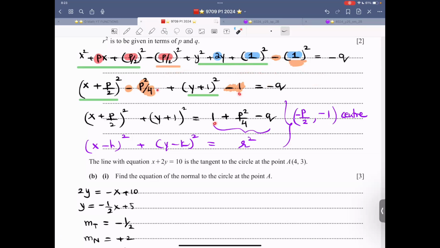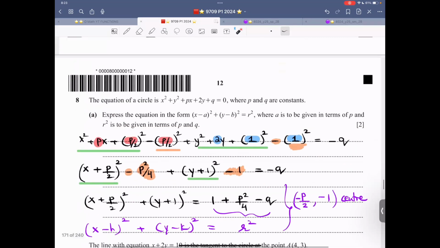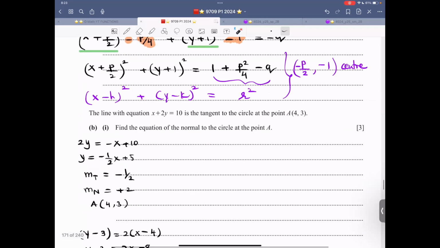-1 becomes plus, P square over 4, which was negative, becomes plus, and like this. This whole thing is R square. Compare this with (X minus H) whole square plus (Y minus K) whole square. The examiner could write in terms of A and B, doesn't make a difference. I have written H and K. These are the X coordinate and the Y coordinate of the center of the circle. So therefore, H is minus P over 2, minus H is plus. So H is minus P over 2, minus K is plus, K is -5.